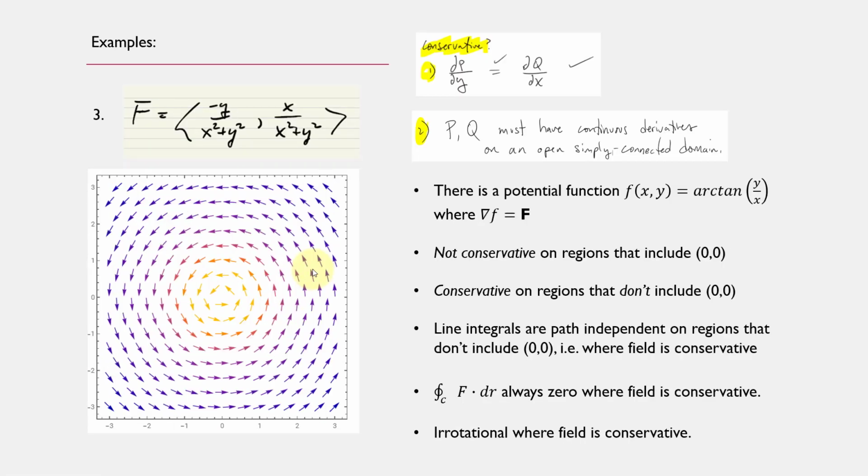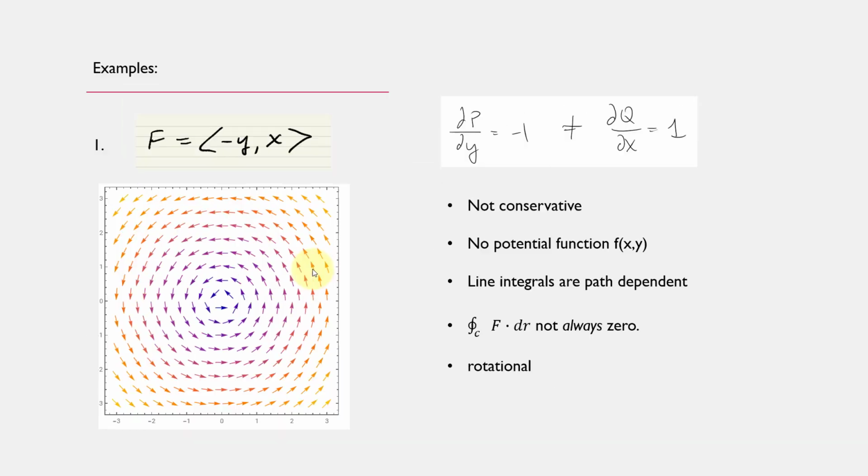So example number 3, this vector field looks very much like the first one. There's the first one. It's this rotation around the origin, minus y in the first component and x in the second component. And all I've done for example 3 is divide this by x squared plus y squared. So I'm actually dividing by the square of the magnitudes of these vectors.